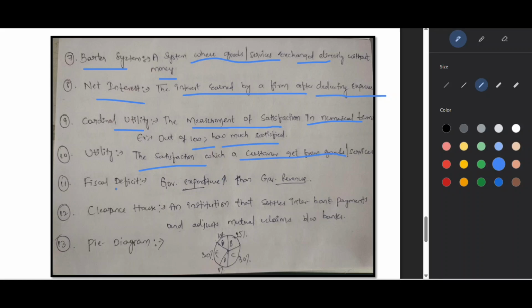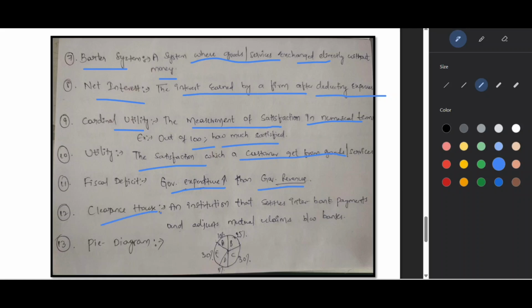Next, fiscal deficit. Fiscal deficit means whenever the government expenditure is more than government revenue, that type of deficit is called fiscal deficit. Suppose a government is earning rupees 20 crore. It will be considered government revenue. So government revenue is 20 crores and government expenditure is 40 crores. So the difference between the government revenue and government expenditure is how much? 20 crores. So the 20 crores is called fiscal deficit. Okay, I hope you understand.